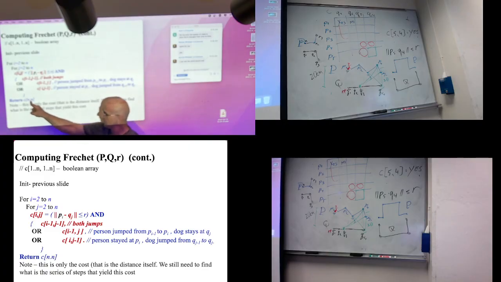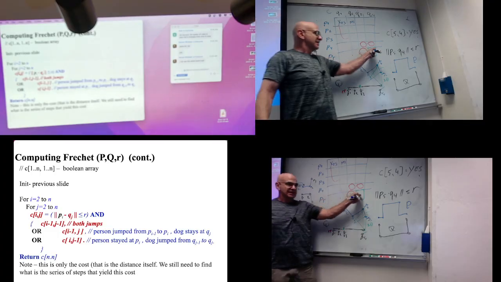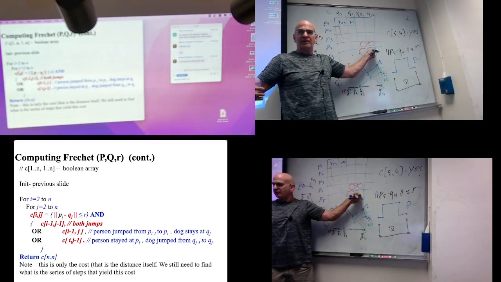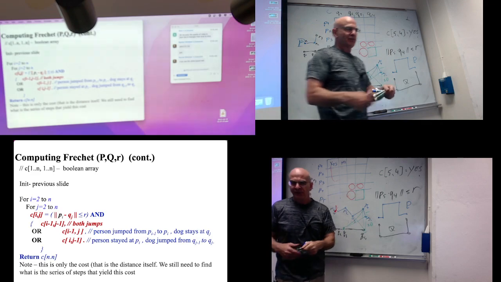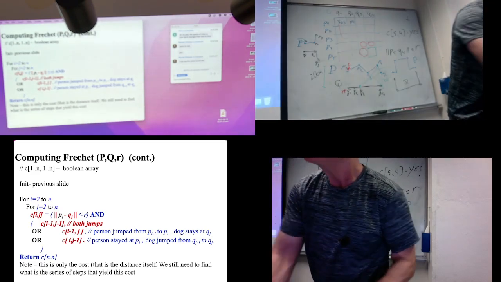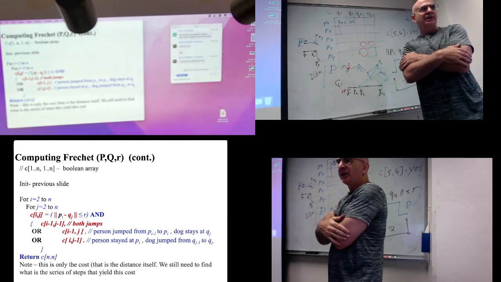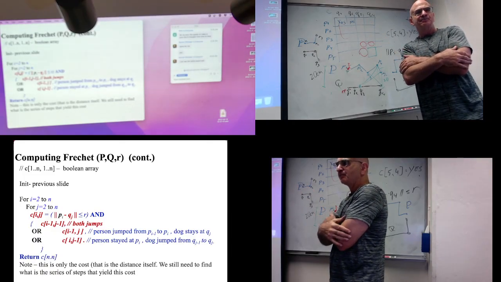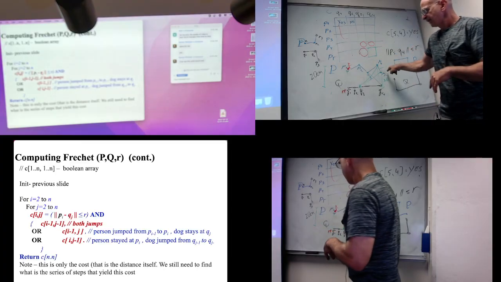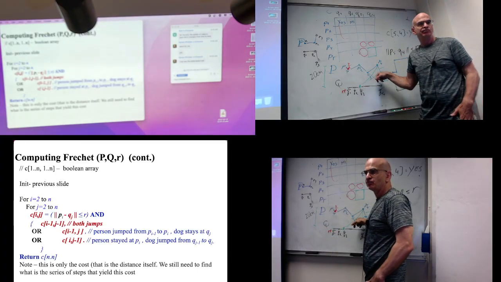What do I tell the user then? What is written at cell C(n,m)? Can you do the whole trip with a leash of length R or not? The running time, not much to discuss or optimize, is n squared: the number of vertices of P times the number of vertices of Q.